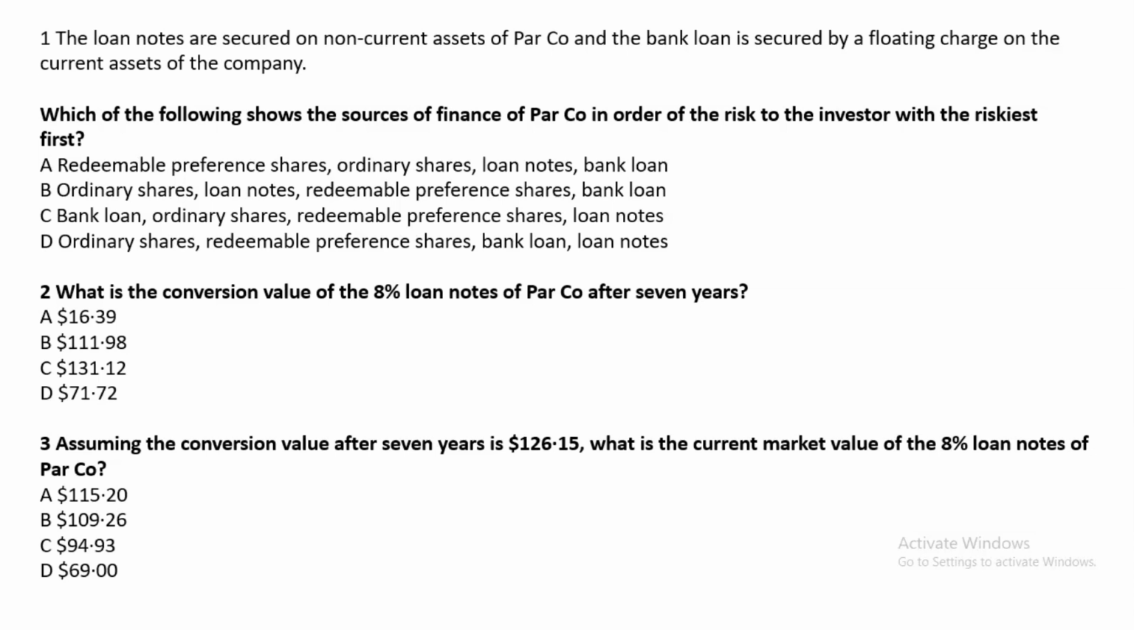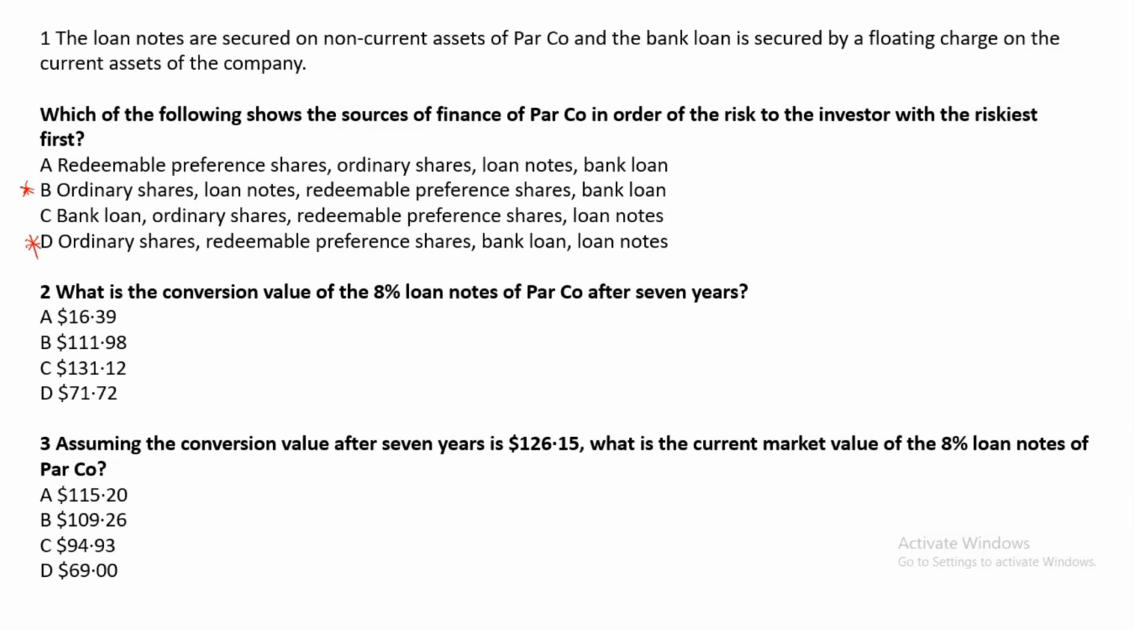All right, so you can see that according to my explanation, equity finance is the most risky source of finance. So by that background, our choices should be between B and D, with the ordinary shares being the most risky source of finance. However, if we are looking at B, it says that after the ordinary shares, we need to consider loan notes, then the preference shares, and then lastly, the bank loan.